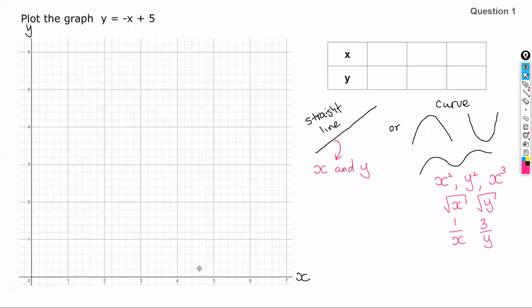All right, so let's look at the equation the examiner wants us to draw. It's written right here. Y is equal to minus X plus 5. So he wants us, or she wants us, to draw that equation in graph form. From looking at that equation, do you think we're going to get a straight line, or do you think we're going to get a curve? Let's try to predict that first. Straight line or a curve? What are your thoughts on that?